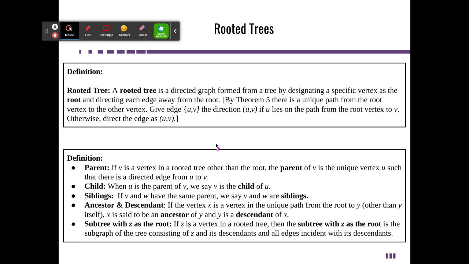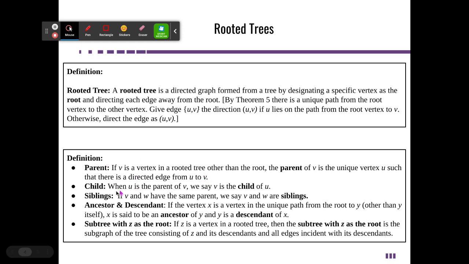So essentially what this is saying is that, sorry, let me pause for a second. All right, if V is a vertex, basically what this is saying is that U is where you started, so it's the parent, and you start at U and you go to V.